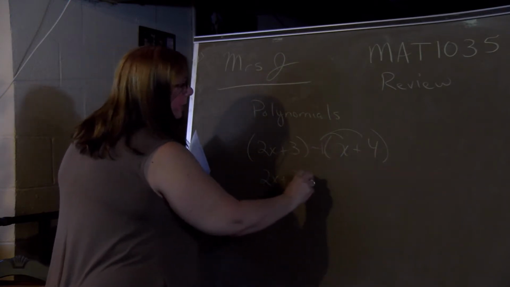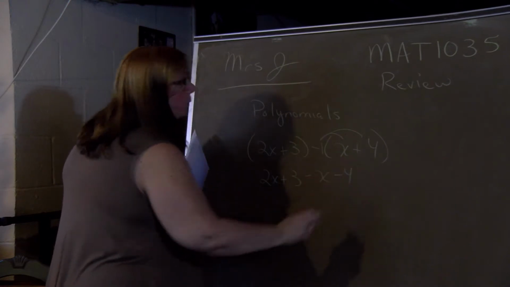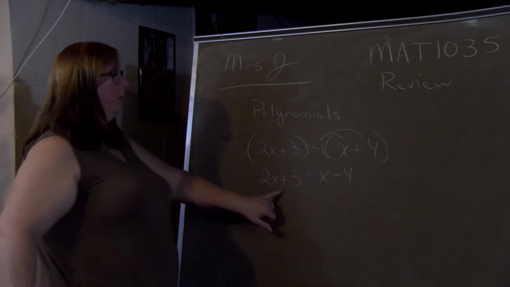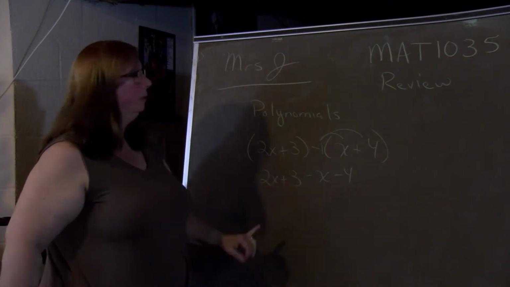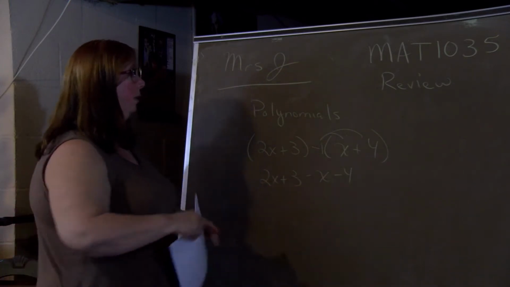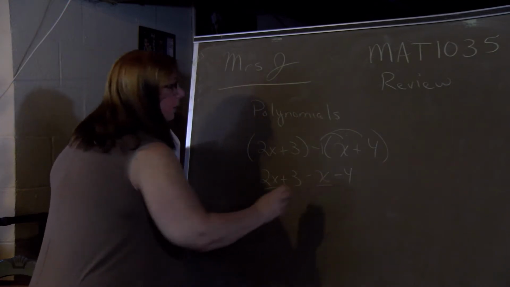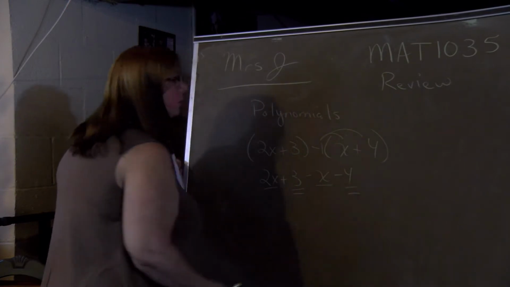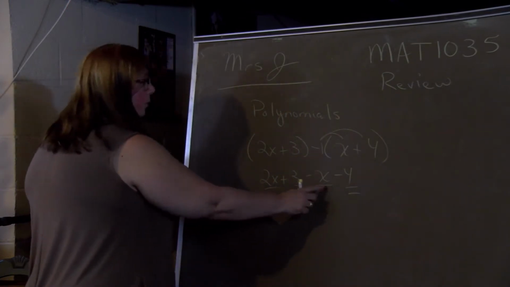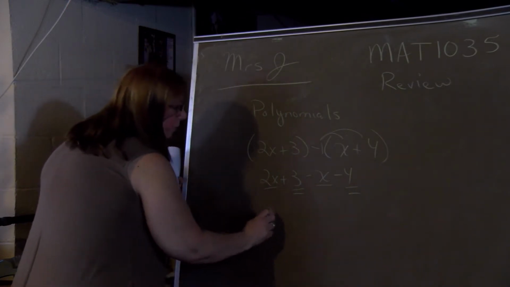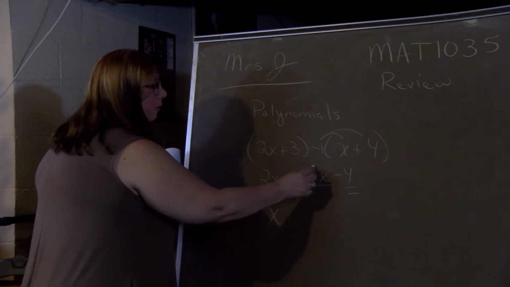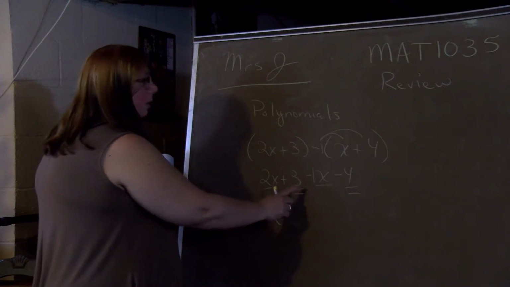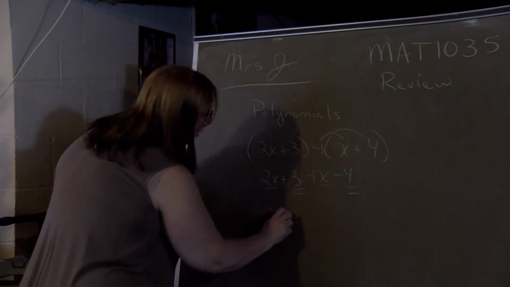So distributing the negative, we have a -x minus 4. Now we have 4 terms. Terms are broken up by addition and subtraction signs. And when we combine those, these two are like terms, and then these two are like terms. So the first two, 2x minus x would be x. You can think of a 1 there when it's not shown. So 2 minus 1 is 1x. And then 3 minus 4 is a -1.